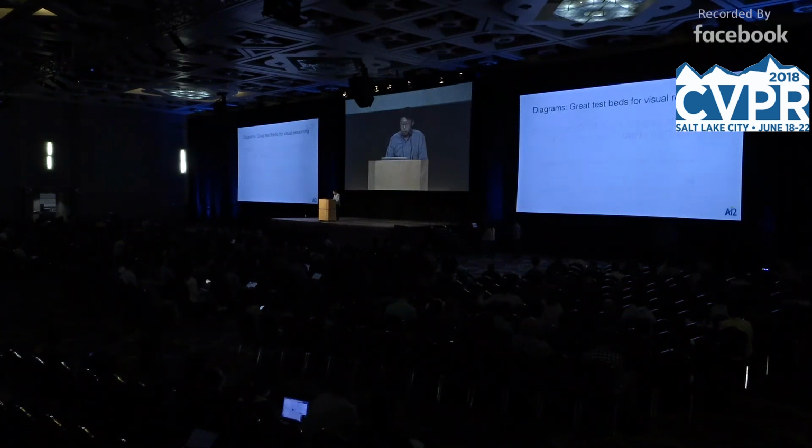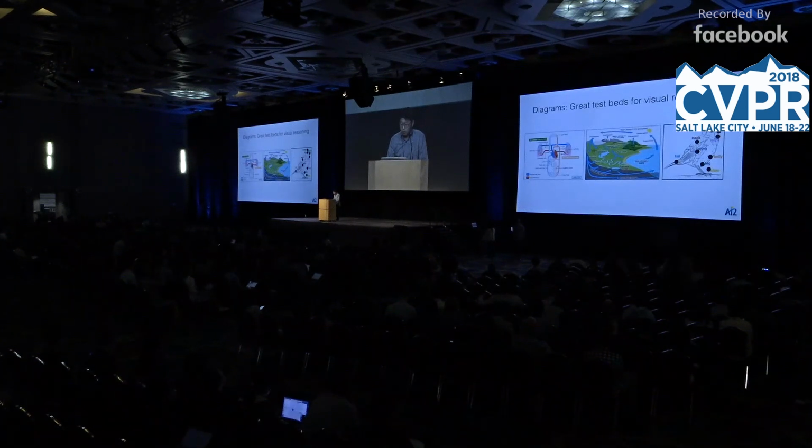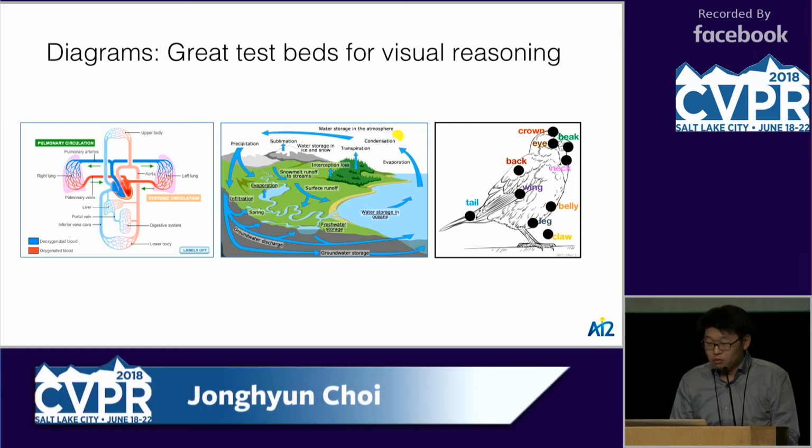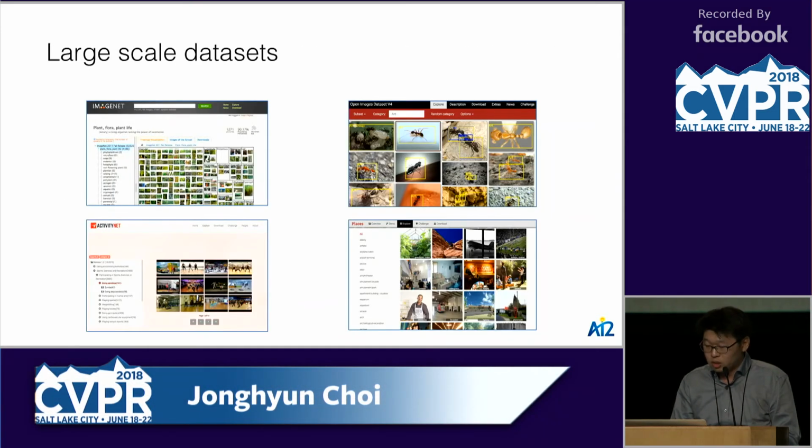Besides natural images, diagrams often depict complex phenomena that go well beyond what a single natural image can convey. They serve as good testbeds for visual and textual reasoning. While many visual recognition tasks benefit from large-scale datasets, they are very expensive to collect, and they're not always available.